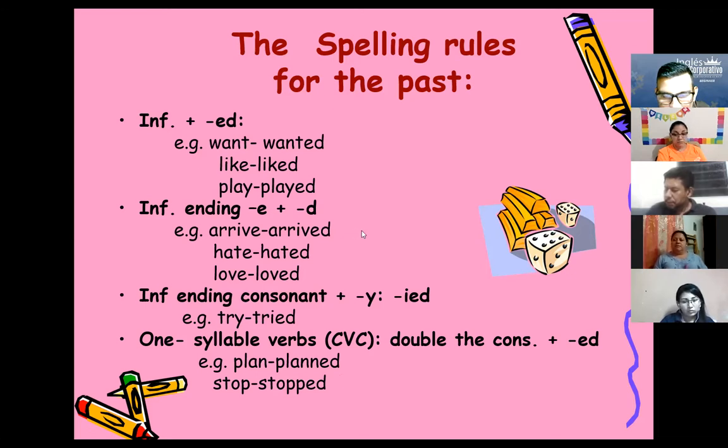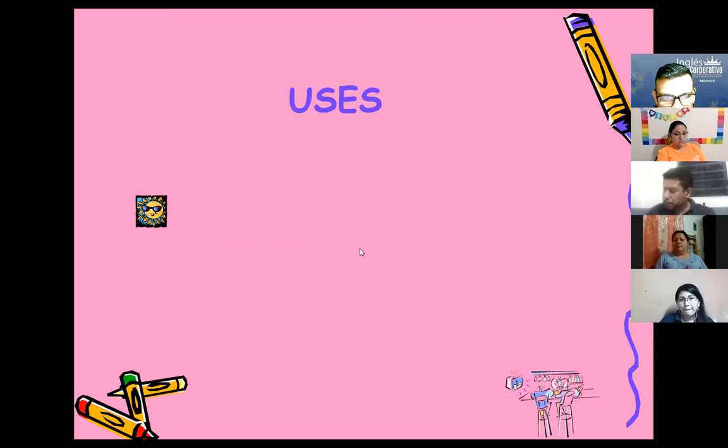¿Por qué siempre se le duplica la P? Porque cumple con la regla que dice que si el verbo termina en consonante, vocal, consonante, vamos a duplicar la última. Consonante, vocal, consonante. CVC. Ok, ya los identifico. Gracias, maestro. Un gusto. Los usos.